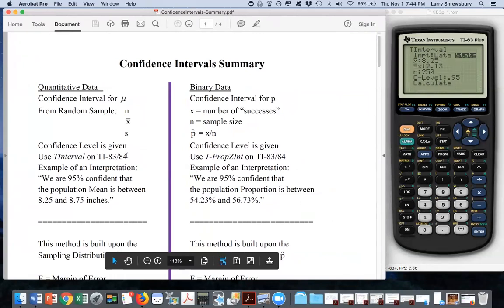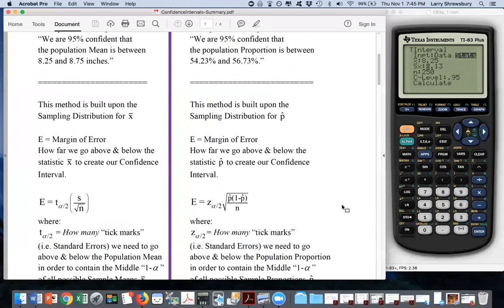Once again, it's organized. So we've got this barrier here because you've got to keep it separated between quantitative and binary data. So you can see the similarities and differences side by side. So keep in mind, confidence interval for a population mean versus a population proportion. And you can see how your samples look a little different. But we just worked through this example in the previous document.